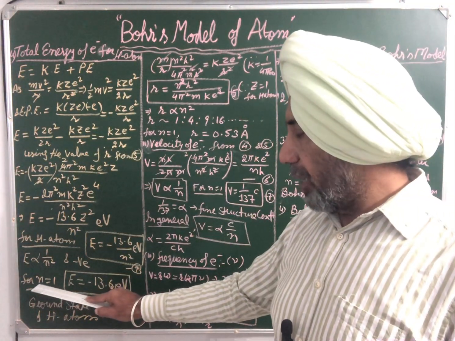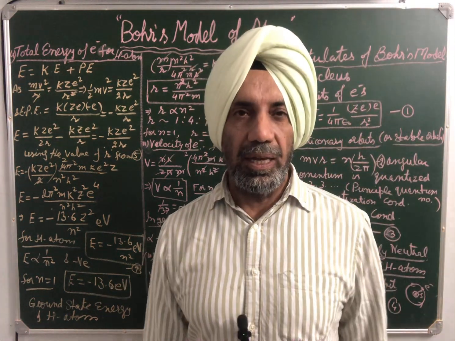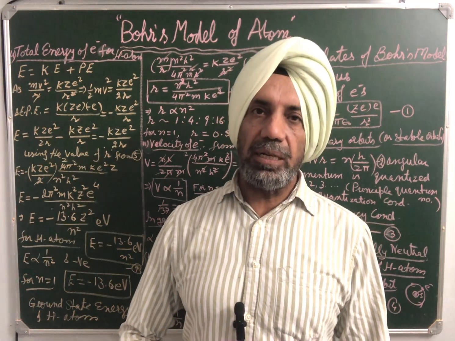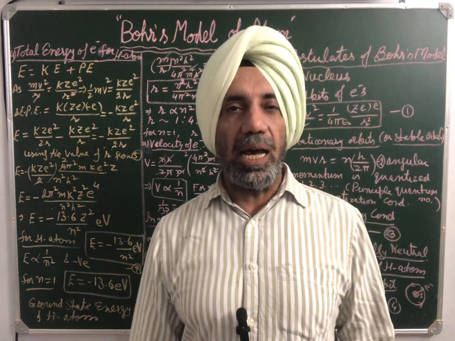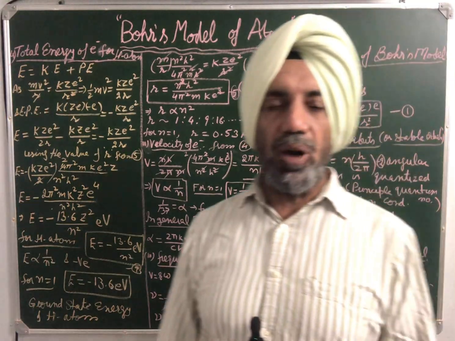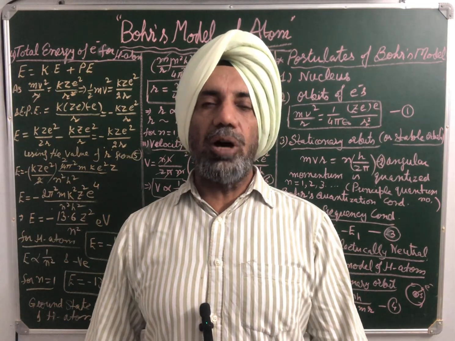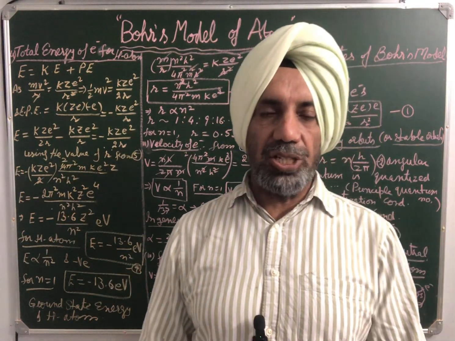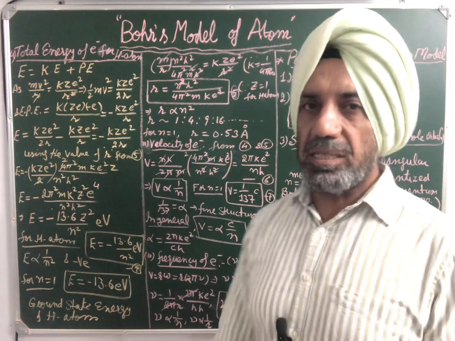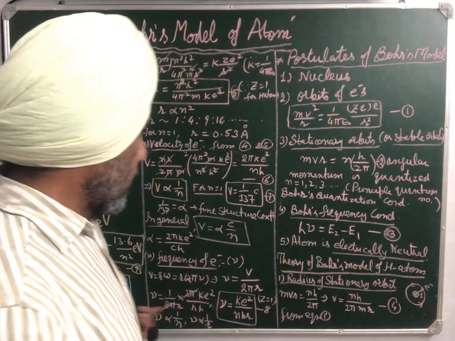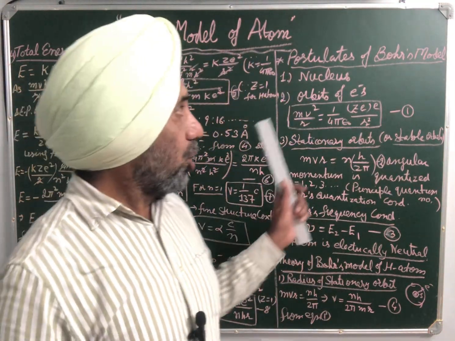So the ground state energy of the electron in the H atom is minus 13.6 electron volt, which is the minimum possible energy. So it means if you have to take the electron from the ground state out of the atom, you have to apply plus 13.6 electron volt energy, and that is called ionization energy. That is the amount of energy required to be given to an electron in the ground state so that it goes out of the atom, that is, ionization of the atom takes place. Ground state energy is minus 13.6 electron volt, which is the minimum energy, and minimum energy is a stable energy state. So this is all about Bohr's model of atom.